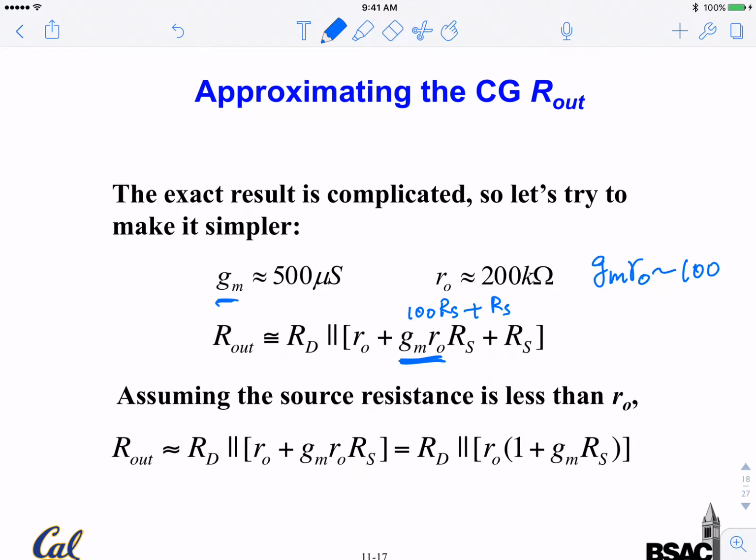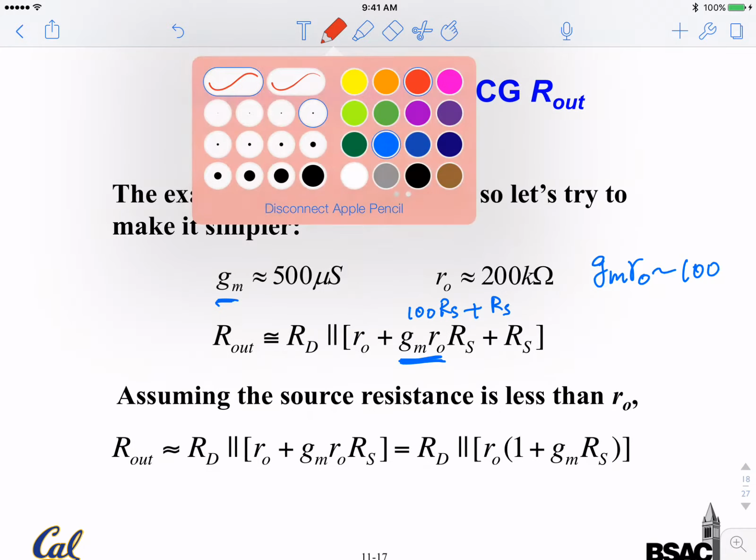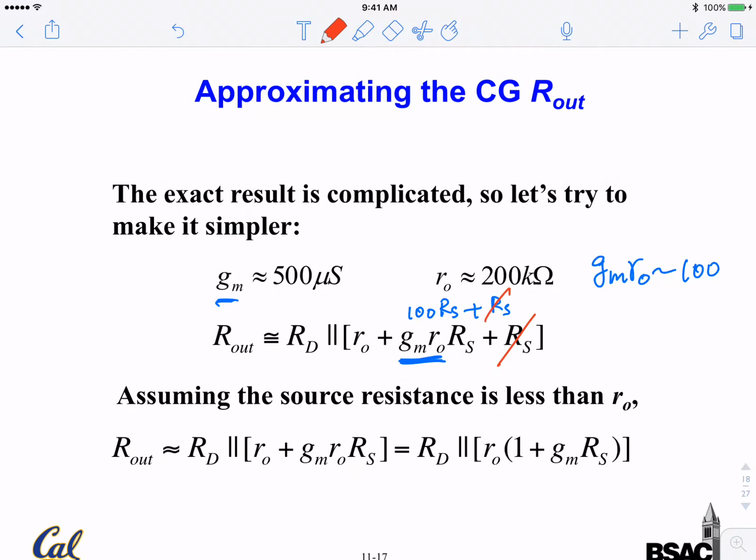Okay, so in hand analysis, you say, I'm going to drop this Rs term. Hey, that's 1%. Remember, 10% is good enough. 1%, you'll happily throw it away. So you throw away Rs. You can almost throw away this R0 term as well. Okay, but we don't know what this Rs value is. So let's keep it here. So our output will be RD in parallel with this term here. But the second term is likely to be much bigger than the first term.